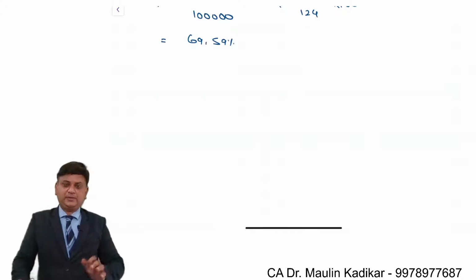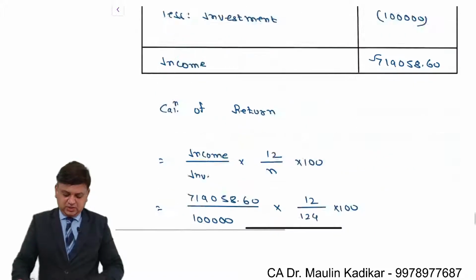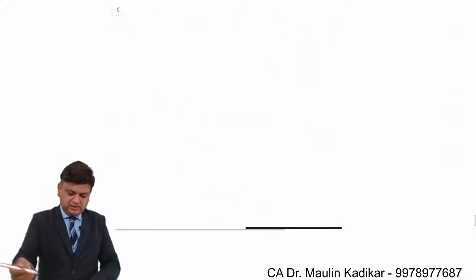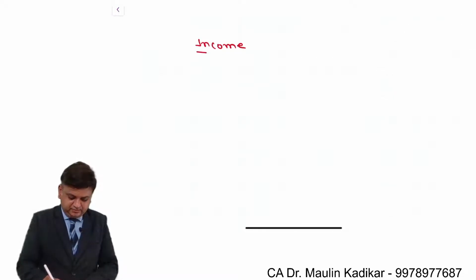So for the purpose of calculation of the return, instead of going like this, a student may have a small formula to be applied in this way also. If at all you want to do the answer, again it is income upon investment into 12 divided by n into 100.